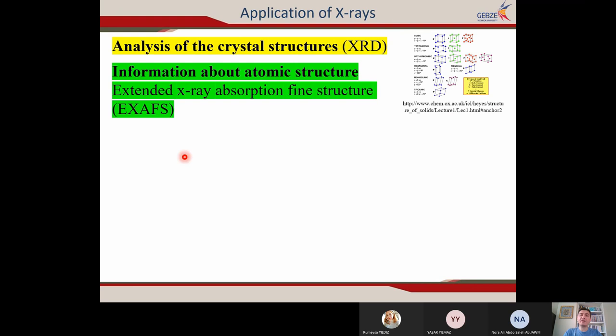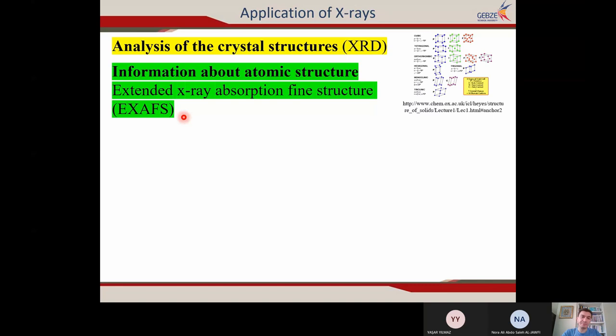The very first application of X-rays, and the source of many Nobel Prize winning work, is the analysis of crystal structure. So we have cubic, hexagonal, tetragonal, and many other crystal families and also unit cells, okay? You can investigate your material, calculate and determine your lattice parameters, lattice distortions, and lattice expansion. Many parameters related to the crystal structure and atomic structure you can get by using X-rays. X-ray diffraction, X-ray reflectivity, and extended X-ray absorption fine structure are very useful methods to study atomic structure and crystal structures.